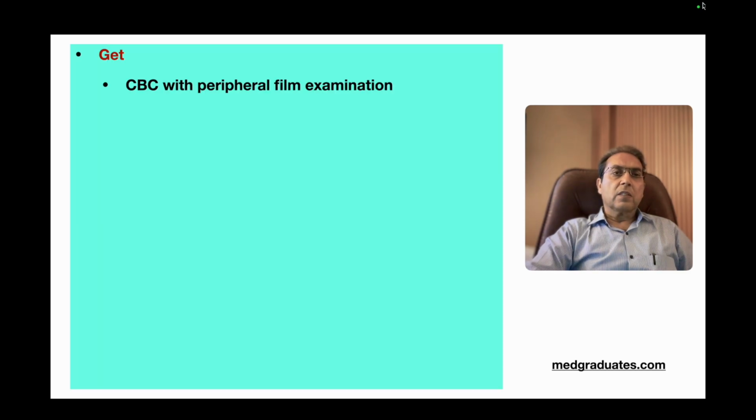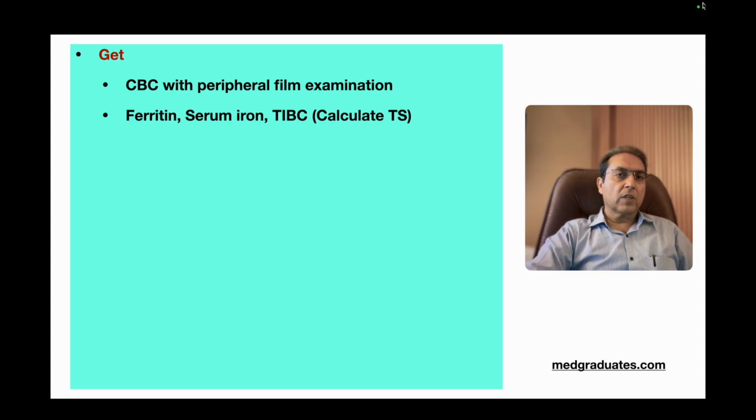Then get a CBC with peripheral film examination. The peripheral film is a very good examination which can tell you that there are microcytes, there is hypochromia, there is anisocytosis, there is poikilocytosis. Serum ferritin is a very good indicator of iron reserves, but the problem is serum ferritin may be falsely high in patients who have inflammatory conditions because this is an acute inflammatory reactant.